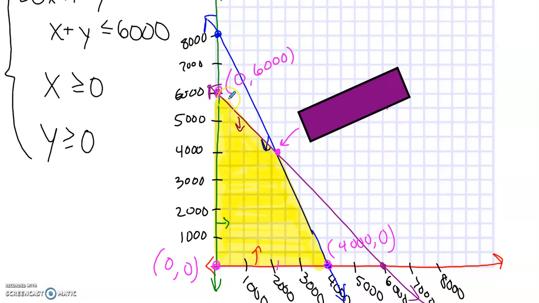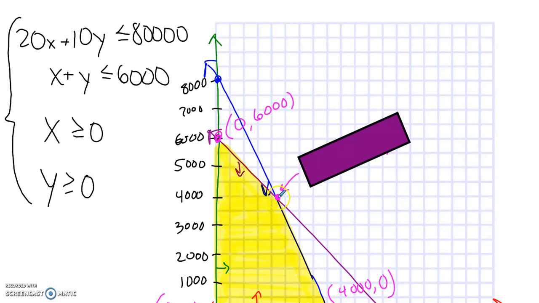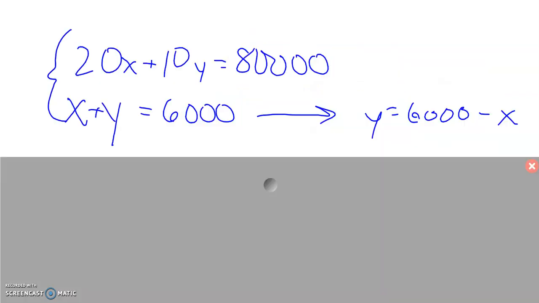But so I'm going to plug in those 3, but I also need to plug in this one, which you can see I'm not really sure exactly where that is. It looks like it's a little more than 2,000 and right around 4,000, but I don't know exactly what those numbers are. So what I need to do is find the point of intersection between these 2 lines. And the way you do that is by solving a system of equations for those 2 lines.